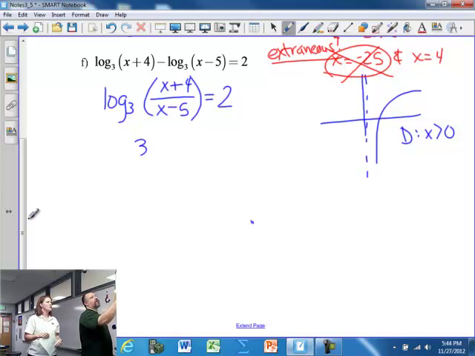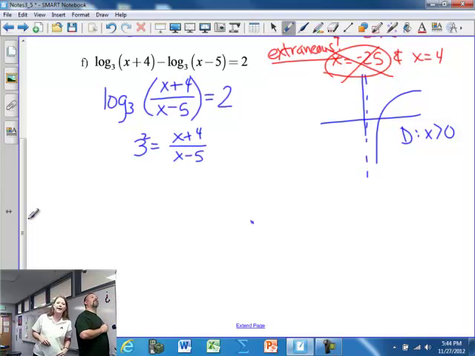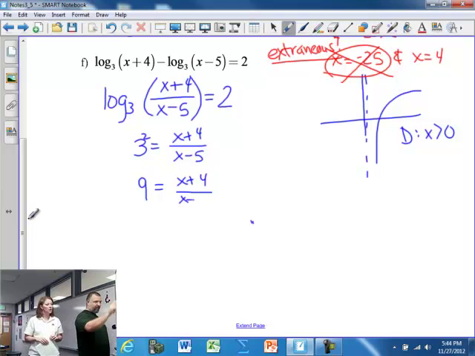Go ahead and change your format. 3 squared is going to equal x plus 4 over x minus 5. Please do not cancel x. It's totally wrong. So 3 squared is 9, and we have equals x plus 4 over x minus 5.